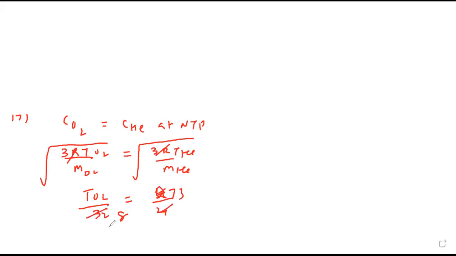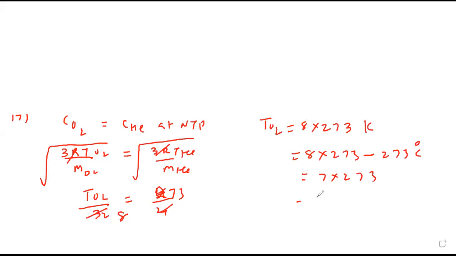4 8s are 32. That means temperature of oxygen is 8 into 273. Answer is given in Celsius. This we got in Kelvin. So 8 into 273 minus 273 Celsius. That means 7 into 273. 7 3s are 21. 7 into 7 49 and 2, 51. 7 2s are 14 and 5, 19. Option.